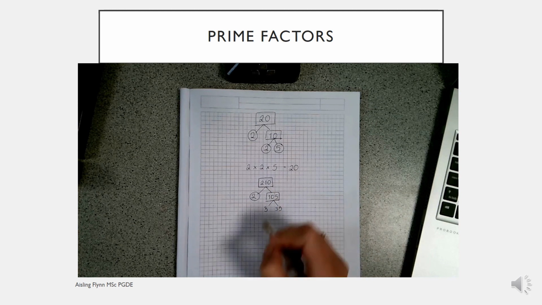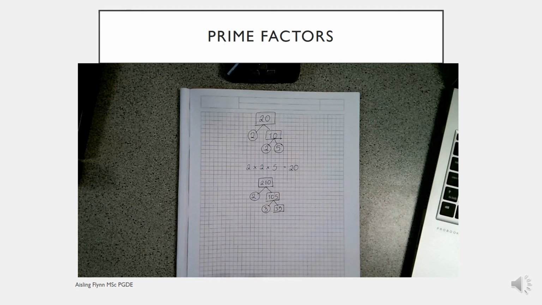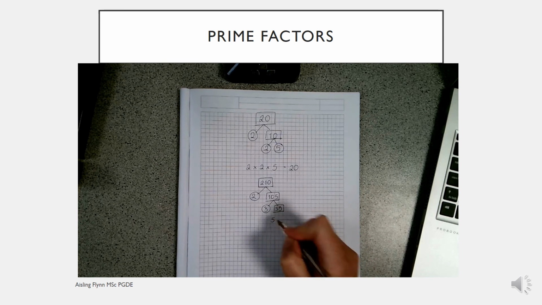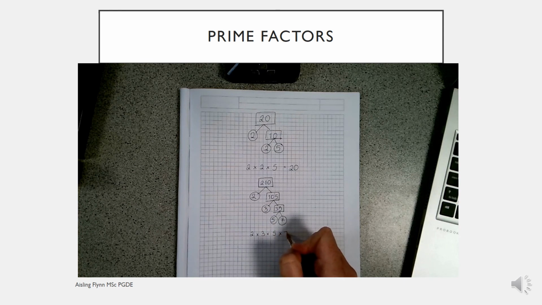So I'm going to circle my prime number. 35 is not prime, it's composite. So does 2 go into 35? No. Does 3 go into 35? No. My next biggest prime number is 5. And 5 goes into 35 7 times. And these are both prime. So we can write that 2 multiplied by 3 multiplied by 5 multiplied by 7 equals 210. And these are your prime factors of 210.